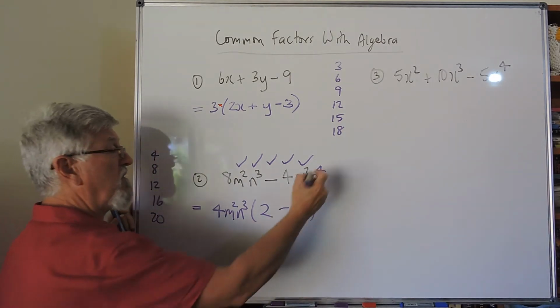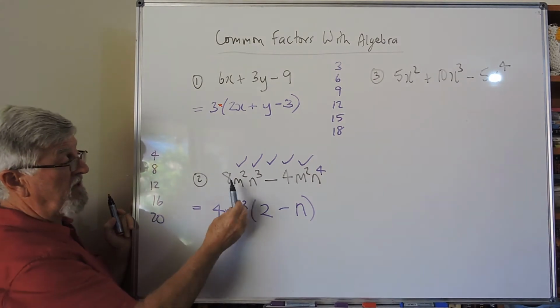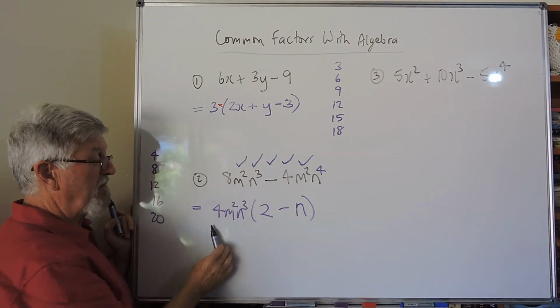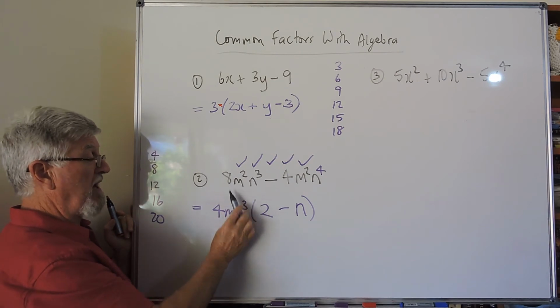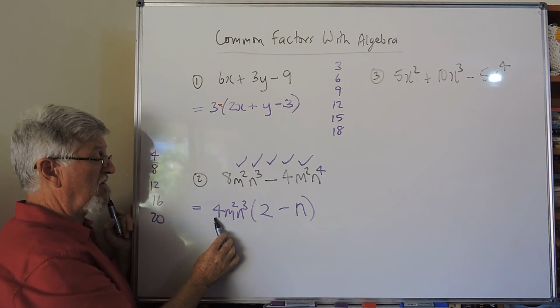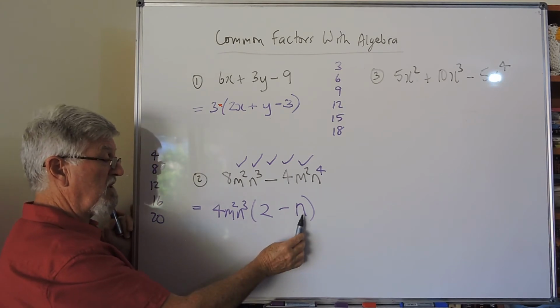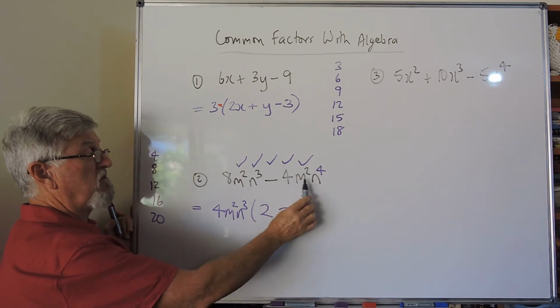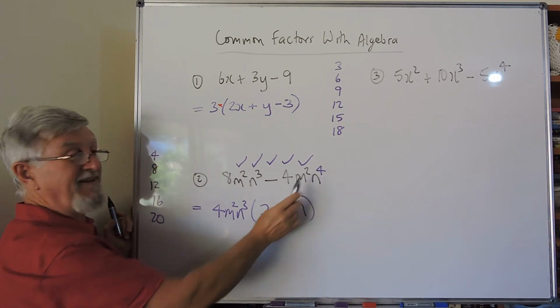There's some of you who need to write the question out in full. You go 8 times m times m times n. I'm not going to go through all of that, but if you double check it, 4 2's are 8, there's your m squared, there's your n cubed. This one here, 4 times that, let's go through it slowly. 4m squared, there's the minus 4m squared, and there's n cubed times n, there's an n to the 4.